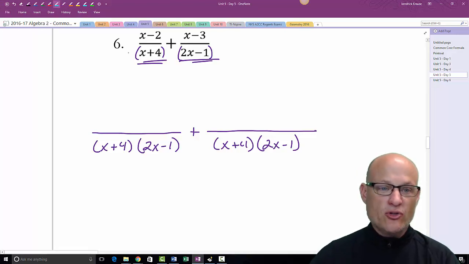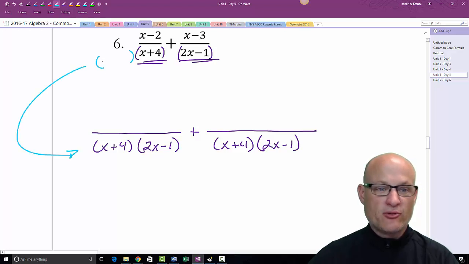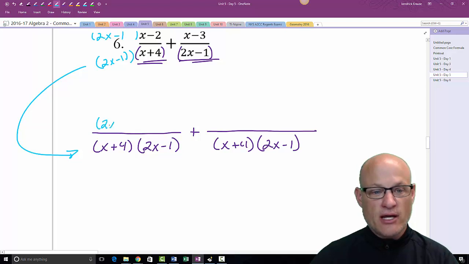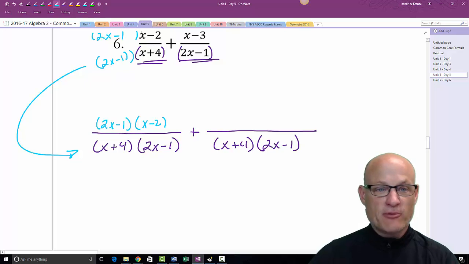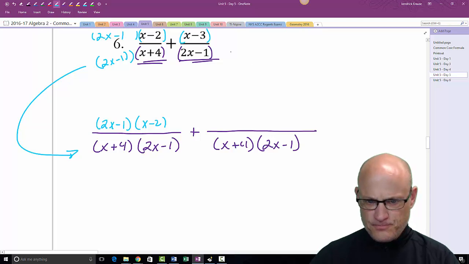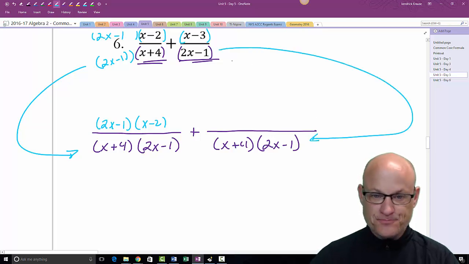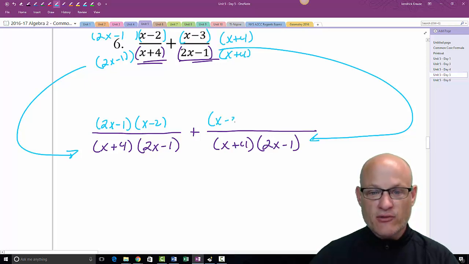So I say, oh, you multiplied this one to get to here. You multiply by 2x minus 1. So I've got to multiply the numerator by 2x minus 1. I'm going to write that out: (2x minus 1) times (x minus 2). And these probably should be in parentheses, so you think of them as being binomials. To go from here to here, I had to multiply by x plus 4. So I multiply the numerator by x plus 4. So this is (x minus 3) times (x plus 4).